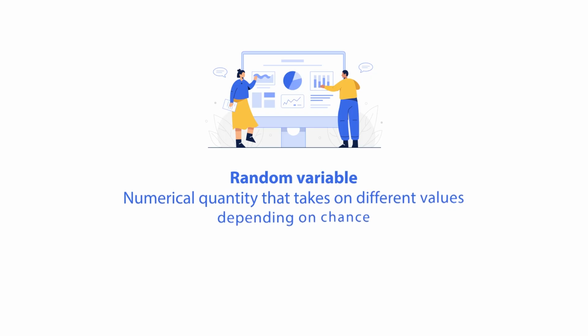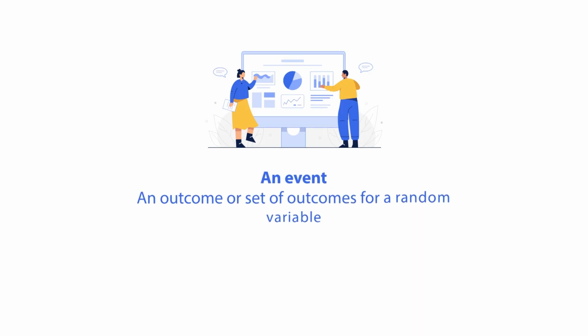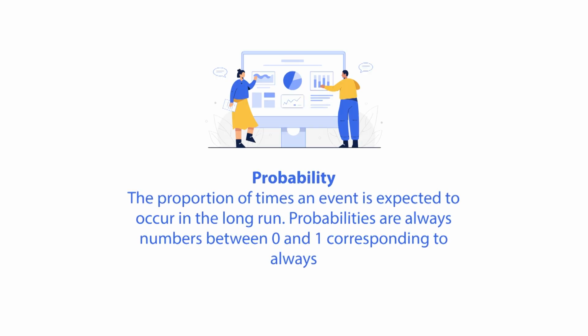So, a random variable is a numerical quantity that takes on different values depending on chance. Population is the set of all possible outcomes for a random variable, a hypothetical population, not a population of people. An event is an outcome or set of outcomes for a random variable. Probability is the proportion of times an event is expected to occur in the long run. Probabilities are always numbers between 0 and 1.